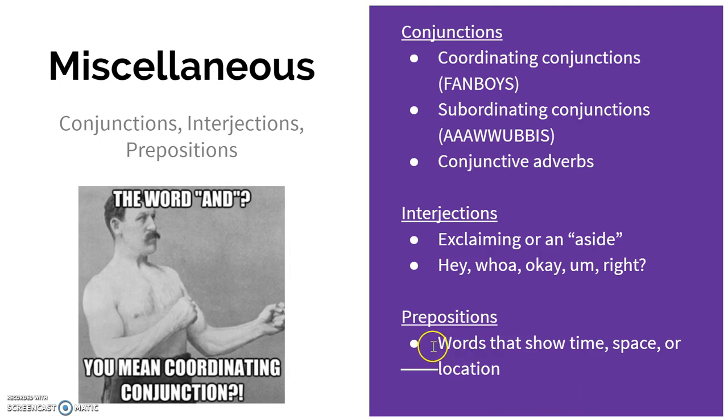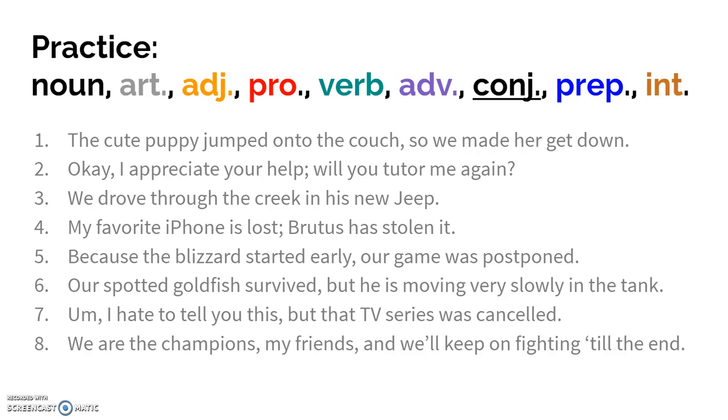And finally, prepositions are words that show time, space, or location. So these ones will show you where we went or how we did it or when we did it. So if I say that the marching band ran across the field, across is a preposition because it shows where they went. I know that was a lot of information at once, so let's look at some examples in practice.